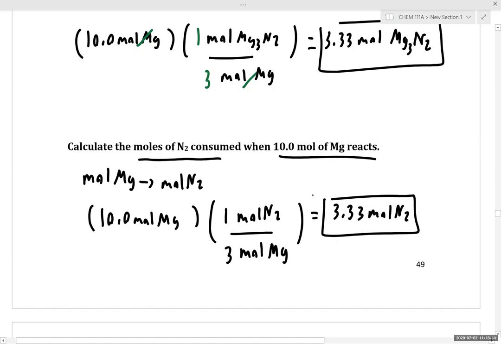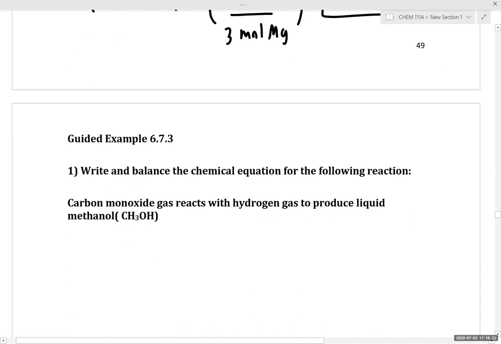Perfect. Any questions on this example? The responses I've seen in the chat and via Canvas seem perfect so far. So let's keep going now.